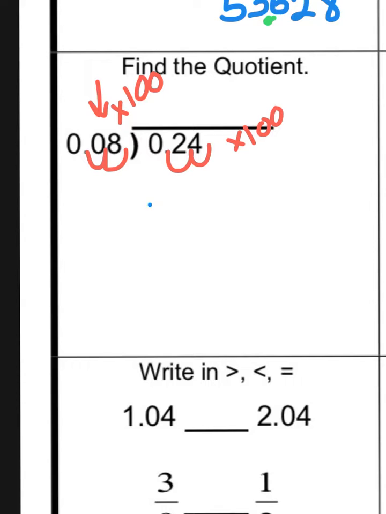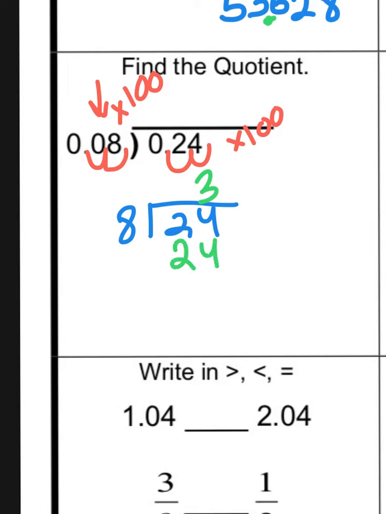So that makes it look like this. Now it's 24 being divided by 8. And we know that 8 can go into 24 3 times. And we get a 0, so our answer is just 3 wholes.